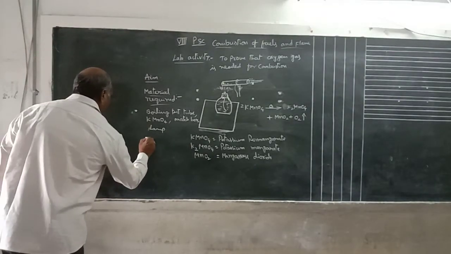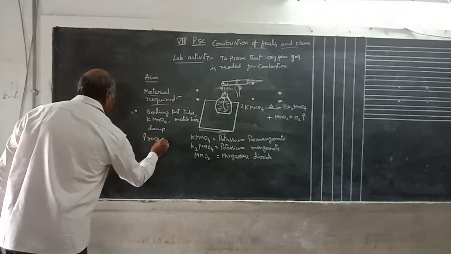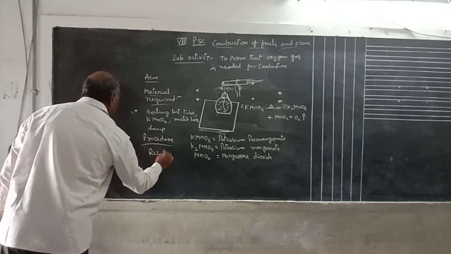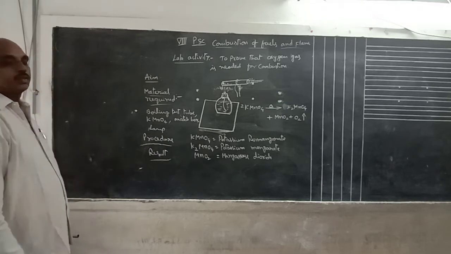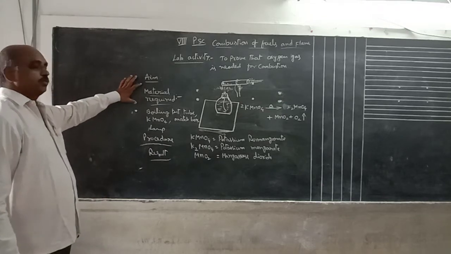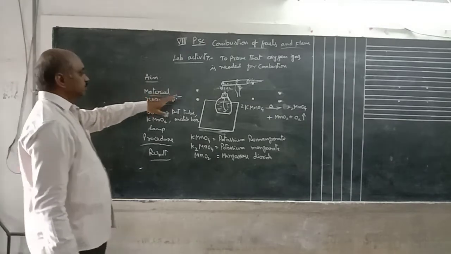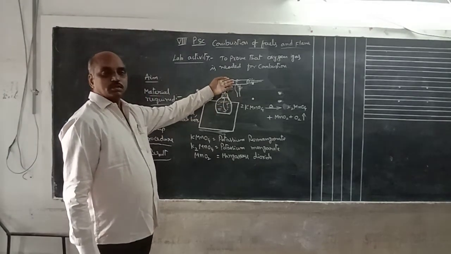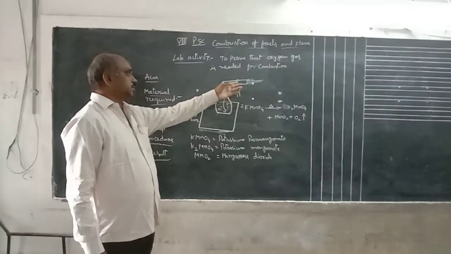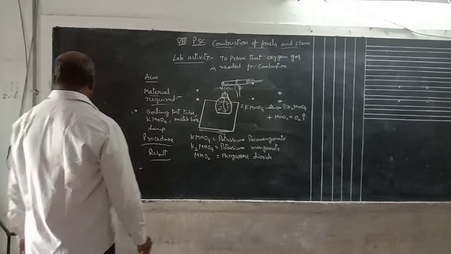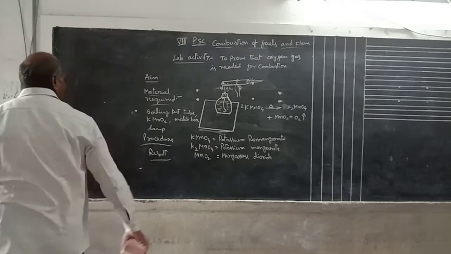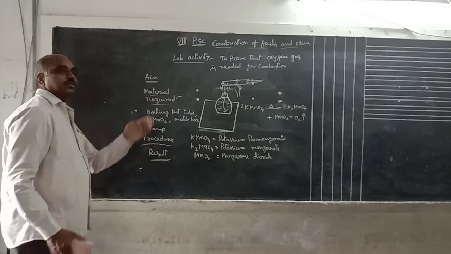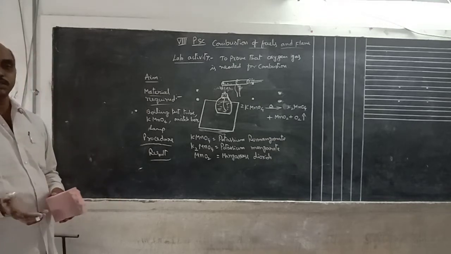Finally, write the result. Aim, procedure and result; this is the 4 marks question. First, write the aim part. Second, materials required: gas burner or alcohol burner, boiling test tube, potassium permanganate, and matchbox for the burning purpose. Next, the procedure, and then the result. The final result: from this experiment, oxygen gas is needed for the combustion.